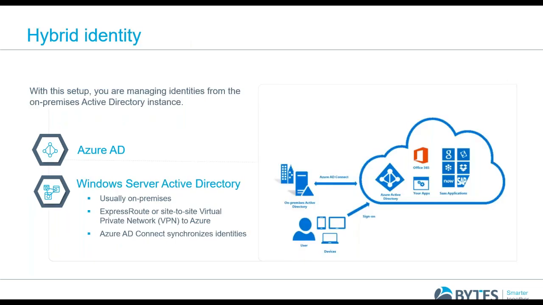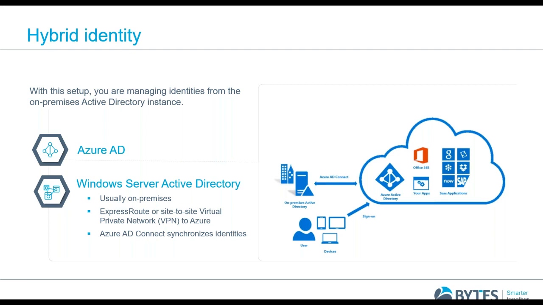A hybrid identity is just basically where you're going to have domain controllers either on-prem or in the cloud. This is particularly useful if you are just looking to move things from on-prem to the cloud, or you're going to be supporting some on-prem services, or you still have that requirement to maintain standard domain services that we've been using for many years in the past.